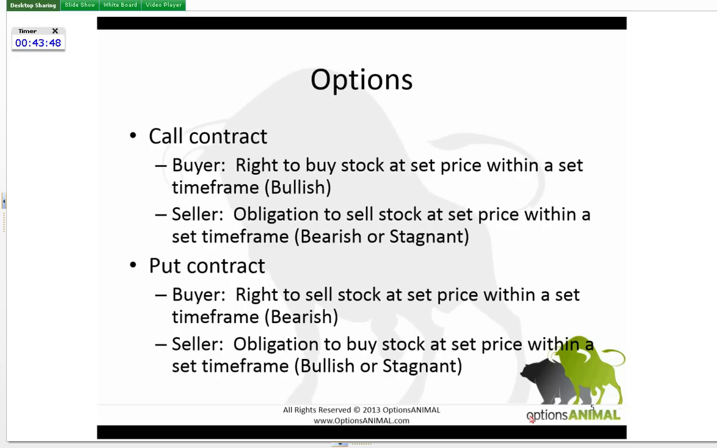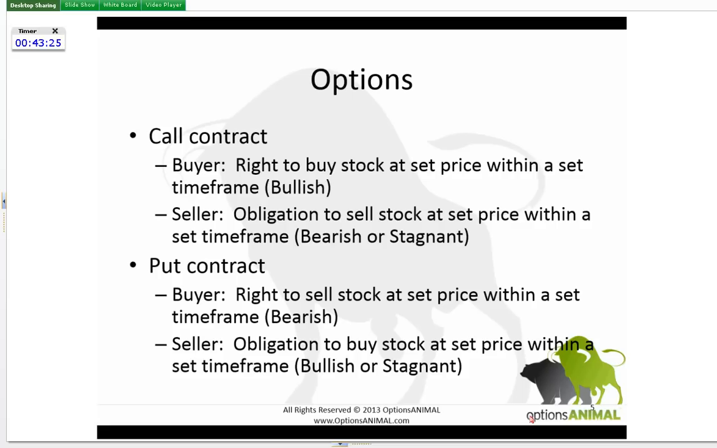So first of all, what affects option pricing? I guess it helps to start with what are options. I'm assuming that this presentation is geared to people who already have some base fundamental understanding about what options are, but options really come in two forms. We have call contracts and put contracts. The call contract gives a buyer the right to buy a stock at a set price within a set period of time. The sentiment of the buyer would be bullish.